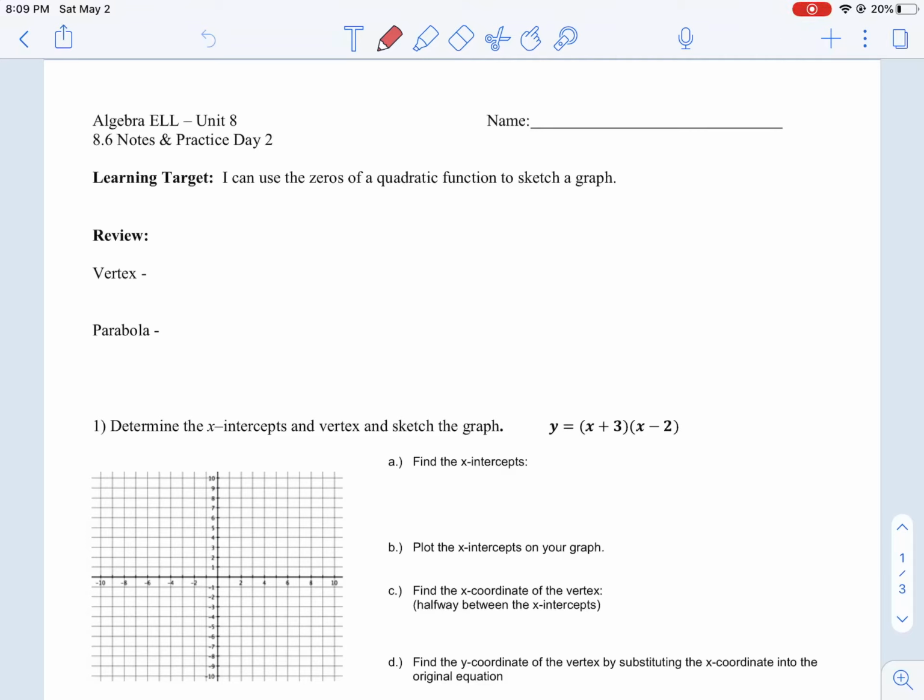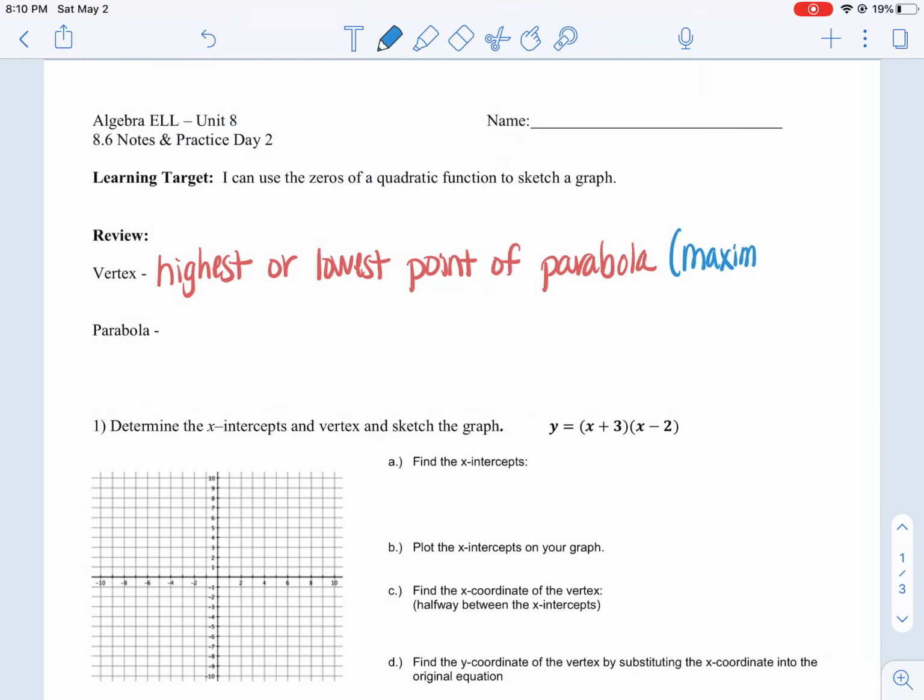Okay, so today we're going to do day 2 of the 8.6 notes. We're still going to look at how we can use zeros of a quadratic function to sketch a graph. So let's review. The vertex is either the highest or lowest point of your parabola. In other words, we call that the maximum or the minimum.